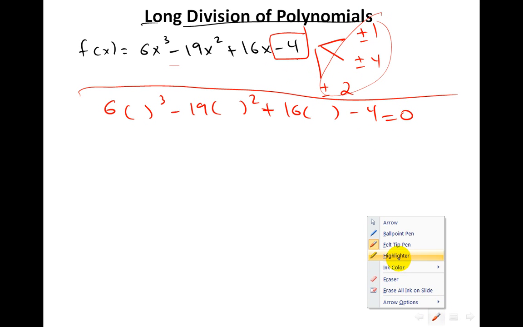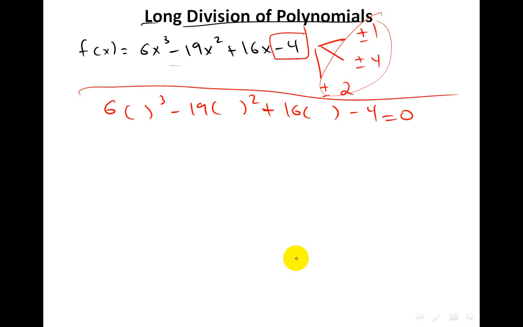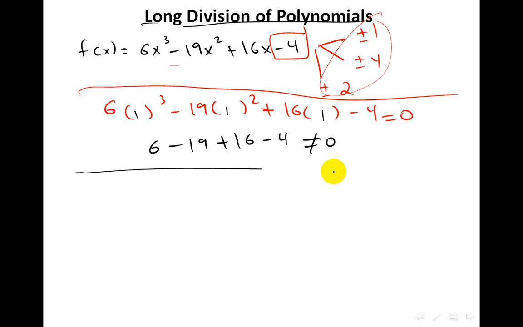So here let me just plug in, let's say, the number 1. If I plug in 1, it will be 6 minus 19 plus 16 minus 4. Let's see if it equals 0. This is different from 0, so try to choose another factor.